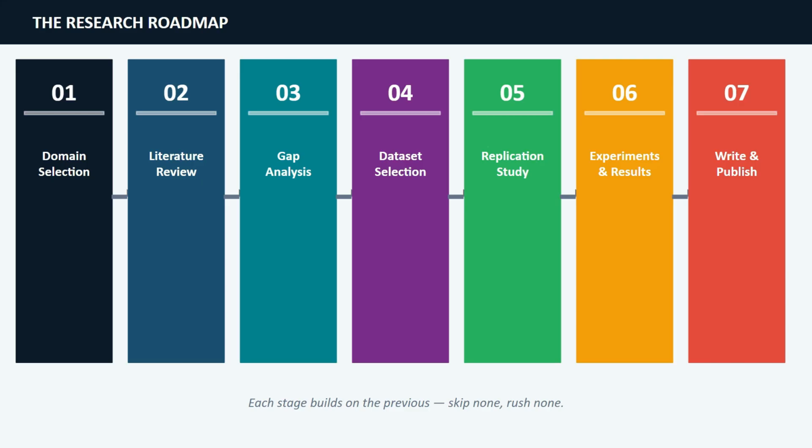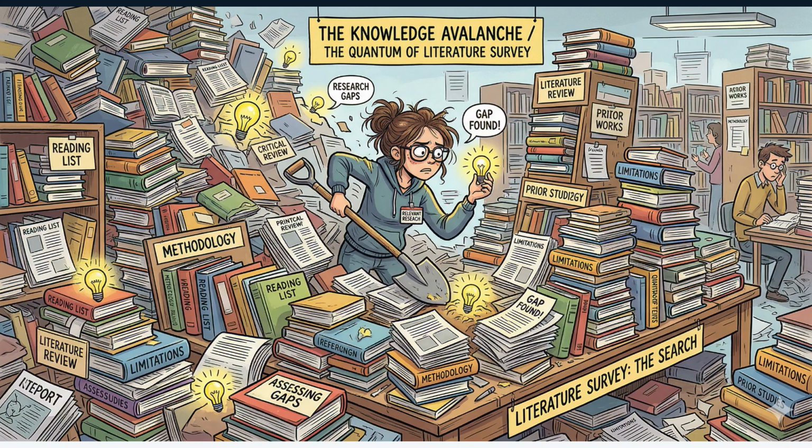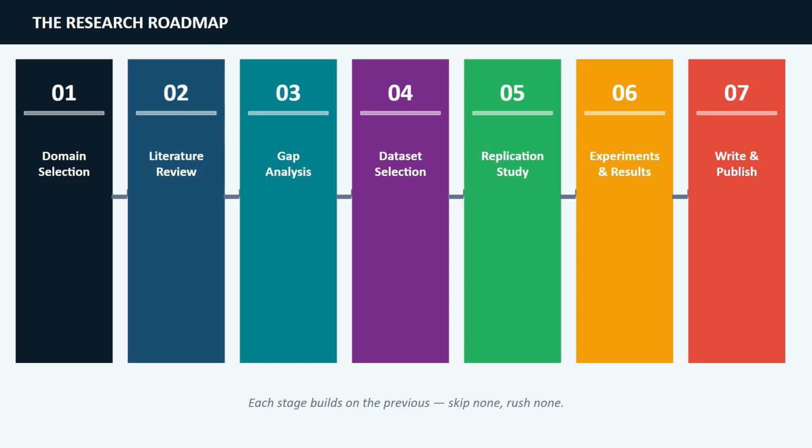Then once you select your domain, you have to do a literature survey to be able to assess the gaps that exist. And once the gaps are analyzed, it kind of goes hand in hand that you have to understand the datasets that you'll be working on. Then you will do a replication study, which helps you understand whatever work has been done and how it has been done, so that you're able to at least replicate and understand where the situation is at the moment.